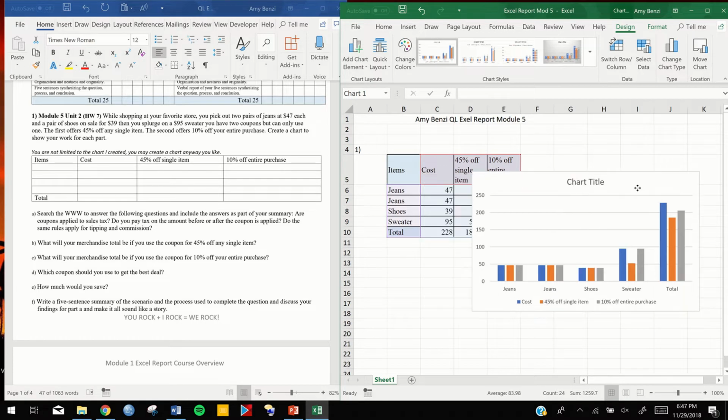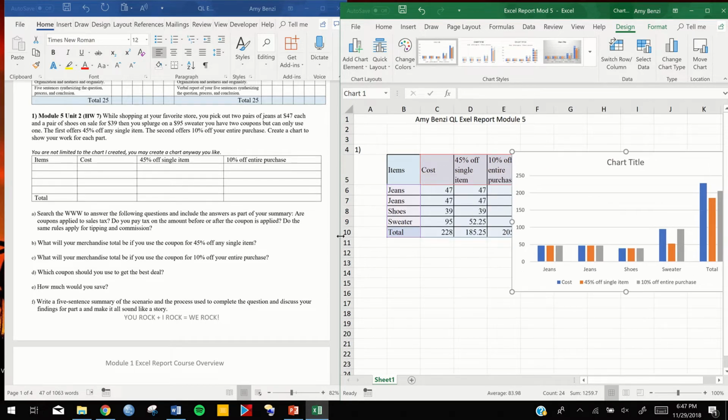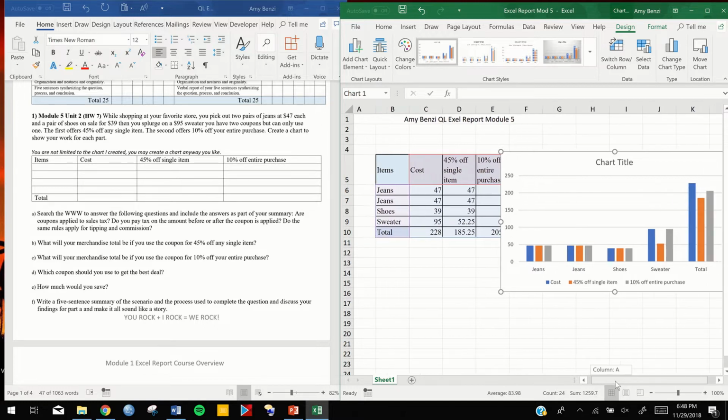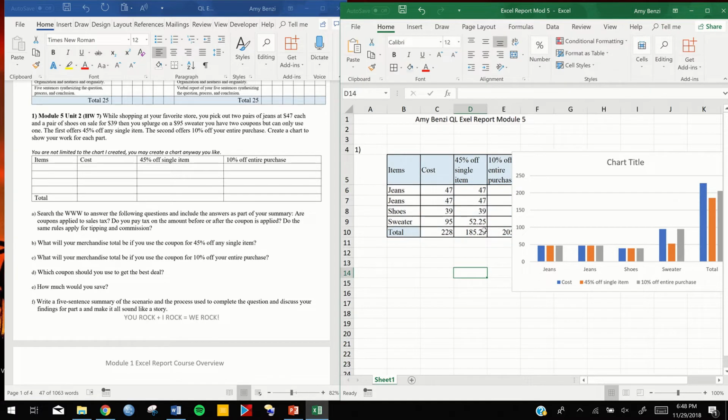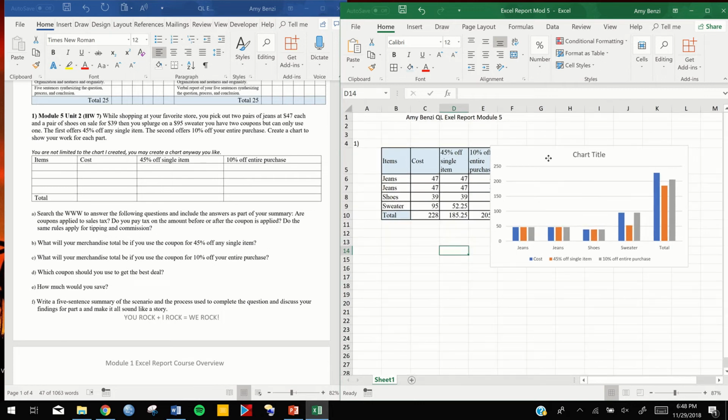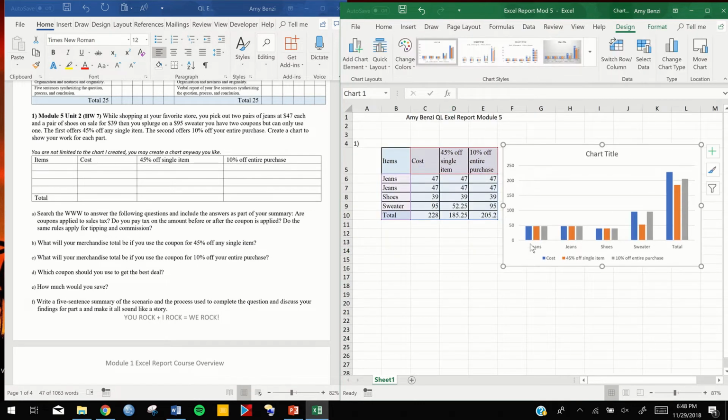And now I have a lovely graph. It shows me that for each column, the jeans were the same price, the shoes were the same price, and then for the column with the 45% off, the sweater, look how much lower now the sweater is than the other costs.